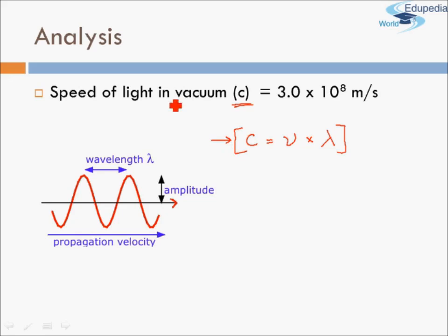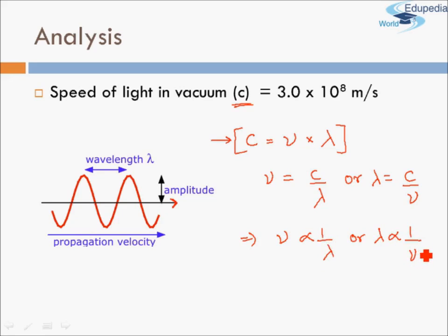In other terms, if I have to calculate frequency and I have the wavelength, I can always do that using this formula. Frequency is velocity by lambda, or lambda is velocity by frequency. That is, frequency is always inversely proportional to wavelength, or the wavelength of any wave is inversely proportional to its frequency.